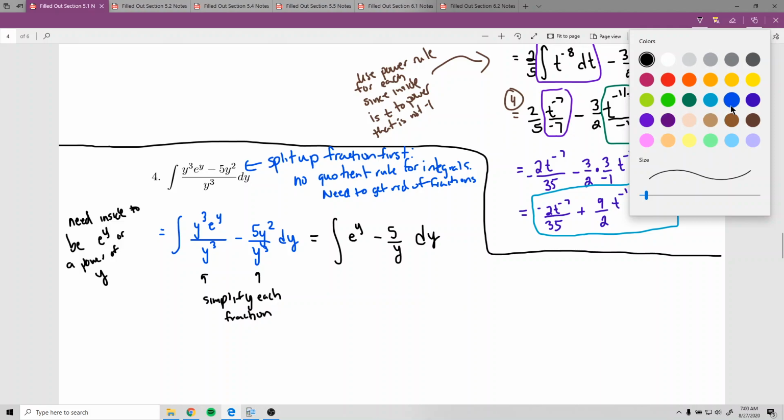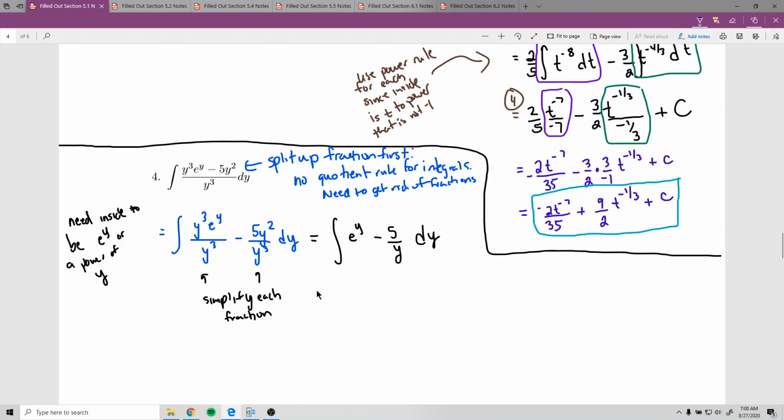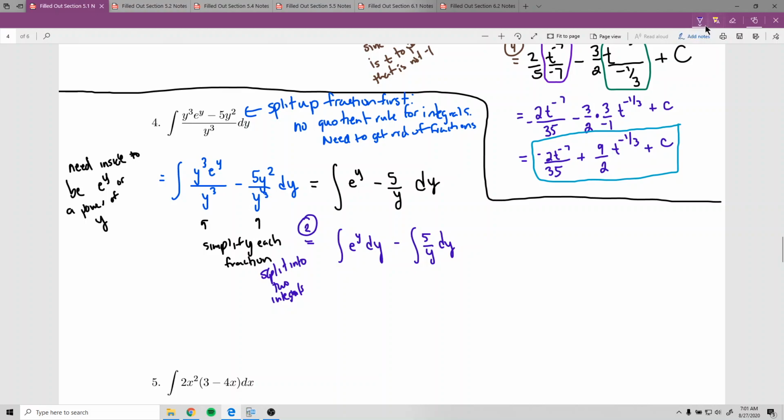Now what can we do? We can split it up into two integrals using rule 2. And then just like with derivatives, once you get more comfortable with this, you can visualize, oh, I'm just going to do the integral of each part, so that's okay. But just to show the complete details, when we split it up, we get our two integrals.